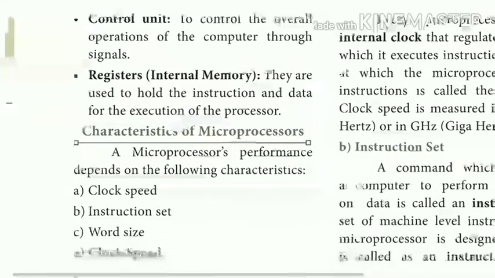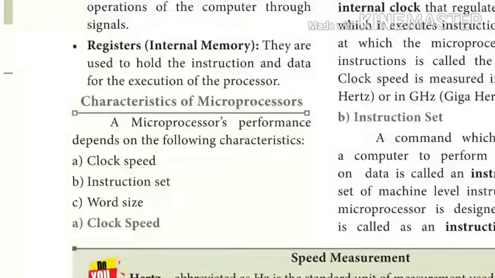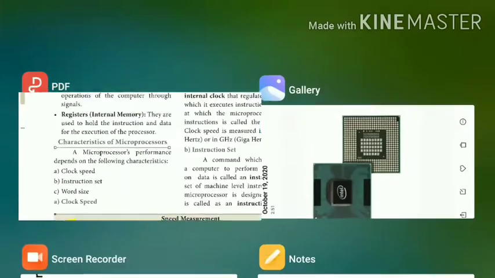Next is characteristics of microprocessor. The microprocessor performance depends on the following characteristics: clock speed, instruction set, and word size. Clock speed means the number of instructions per second. Each processor can handle different numbers of instructions per second, say for example Intel Pentium 4. I have the picture for you.